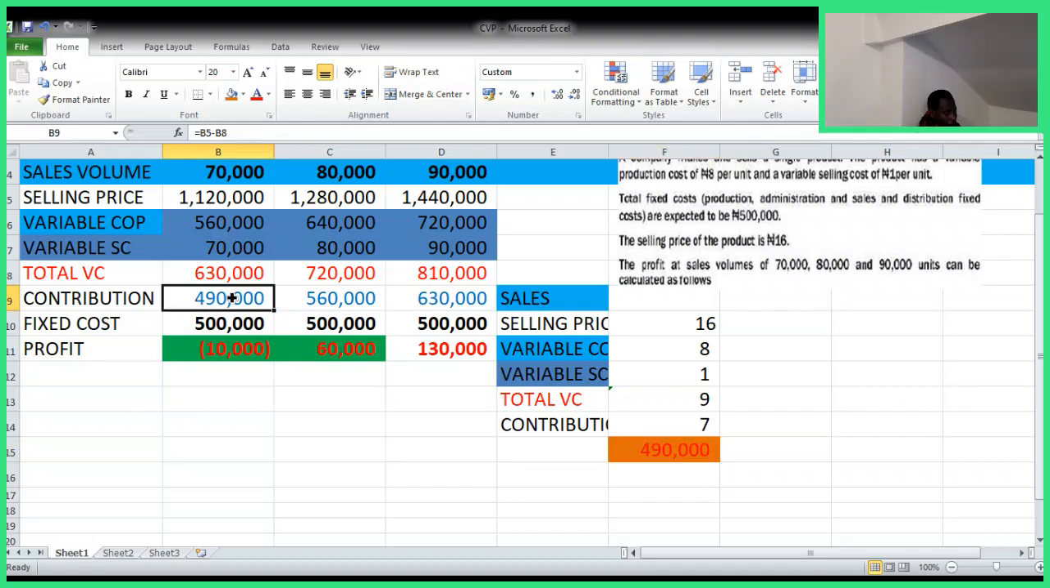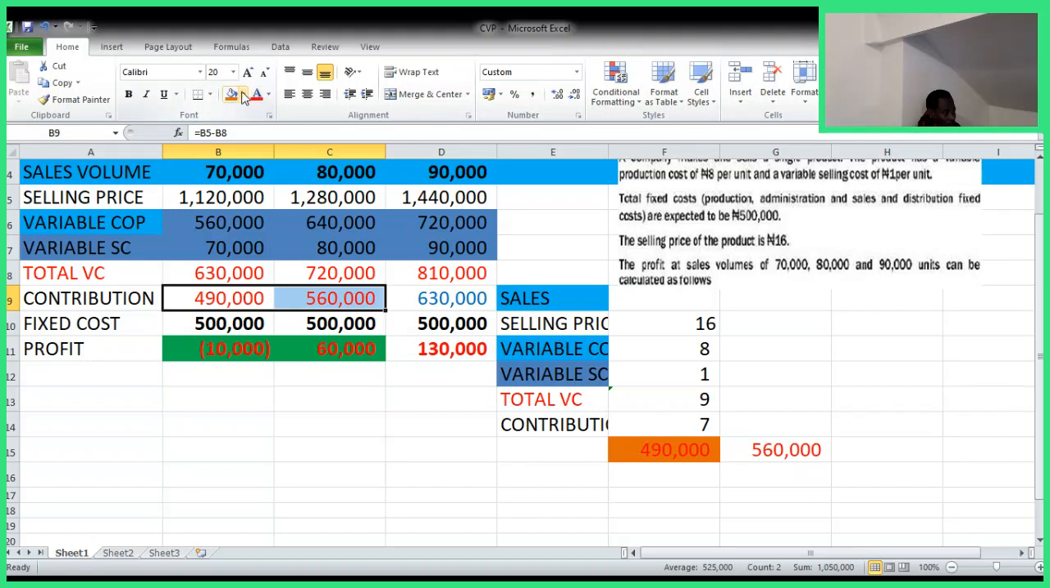We have 490 here equally. So that simply tells us that this figure is correct. Likewise, at 80,000, so for exam purposes, if you have time, since we have our contribution to be 7, you can multiply to be sure you're correct with the volume, which is 80,000 here. So we have 560 here. Can you see it's changing?